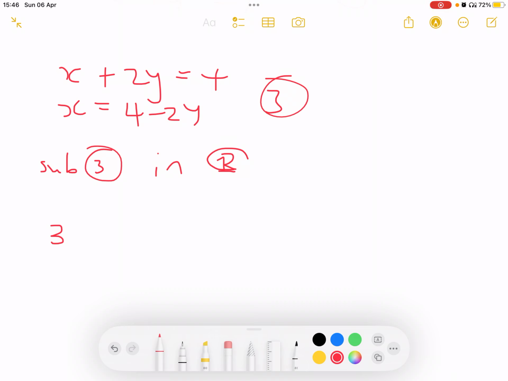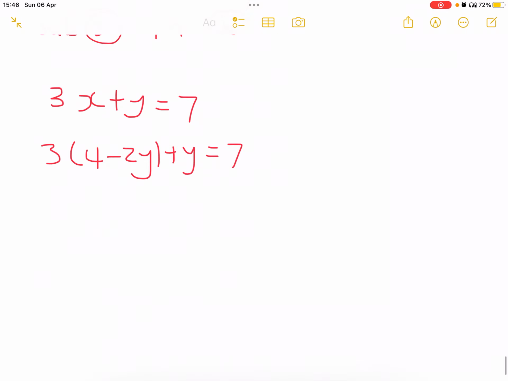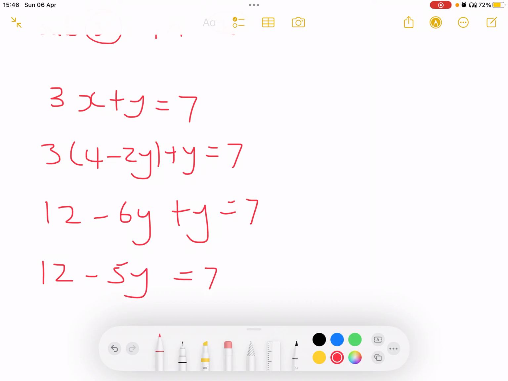Equation 2 is 3x plus y equals 7. Now this is 3 times (4 minus 2y) plus y equals 7. Then we simplify to get our y value. 3 times 4 is 12. 3 times negative 2y is negative 6y, plus y equals 7. Now this is 12 minus 5y equals 7.